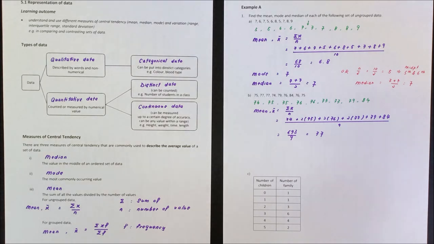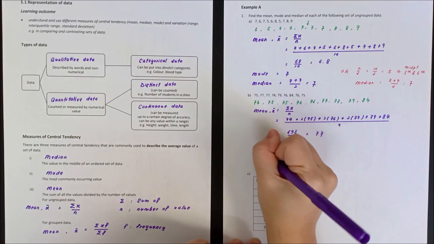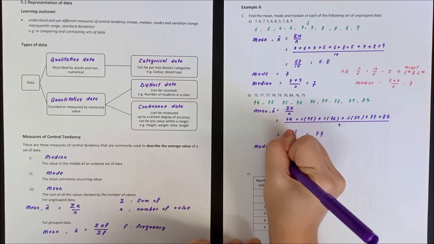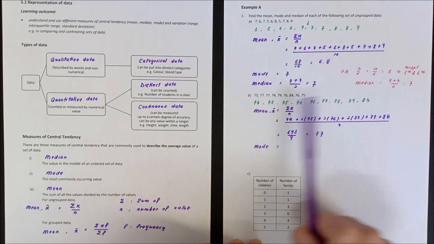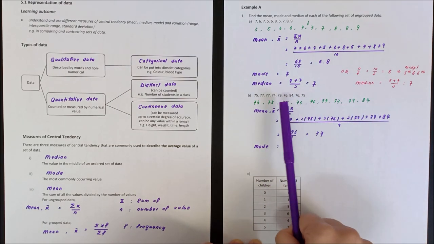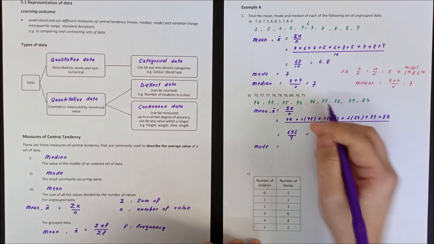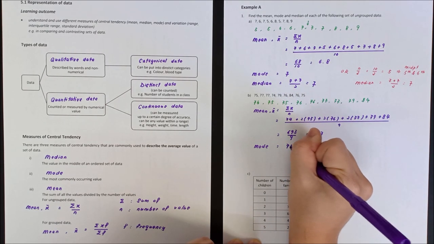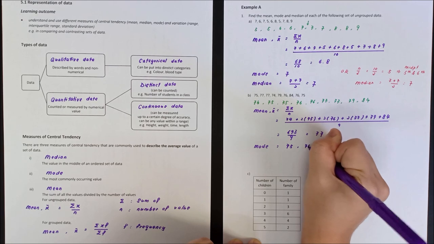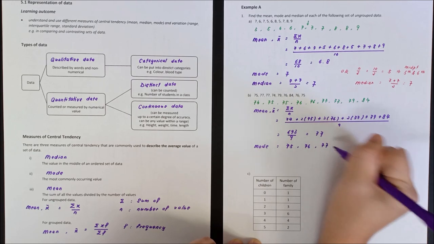Okay, so let's do mode. From here you can see that 74 and 79 appear once here, then everything else appears 2 times, so 3 of them are all modes. So you need to write down all of 75, 76, and 77.